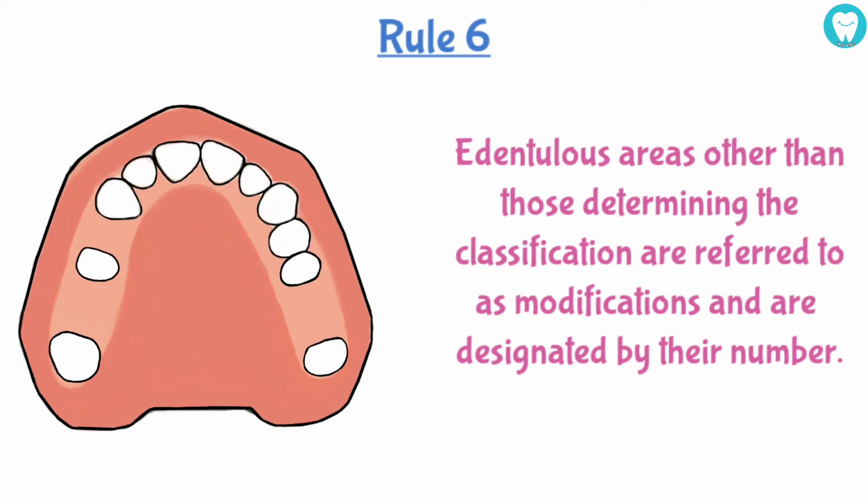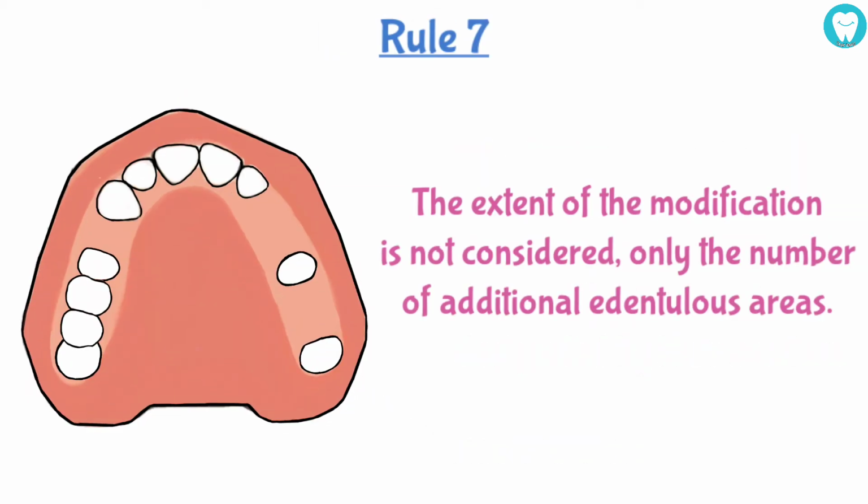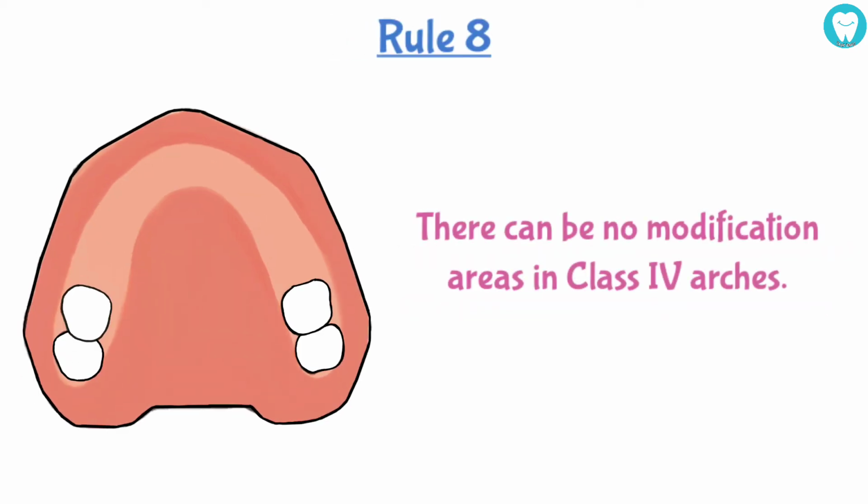Rule 6. Edentulous areas other than those determining the classification are referred to as modification spaces and are designated by their number. Rule 7. The extent of the modification is not considered, only the number of additional edentulous areas. Rule 8. There can be no modification areas in class 4 arches. The other edentulous areas will have to be posterior to this edentulous space and will hence determine the classification.